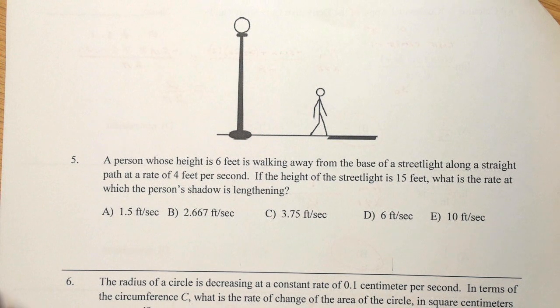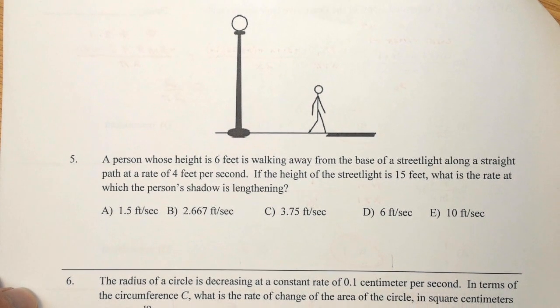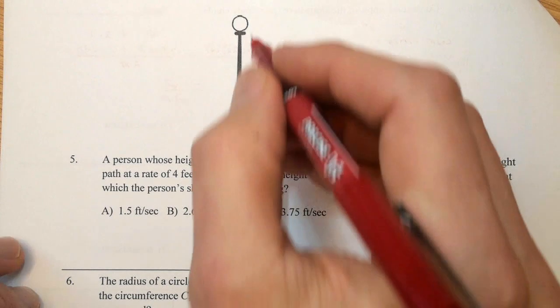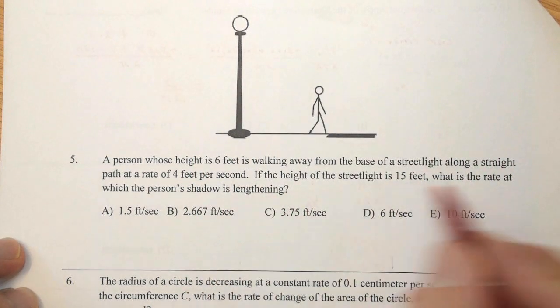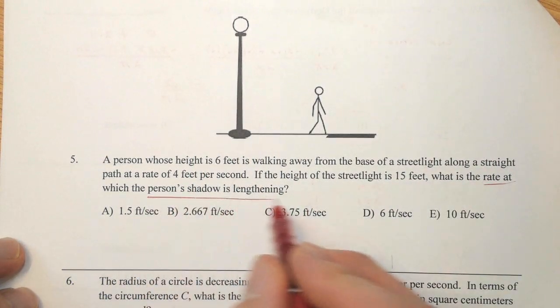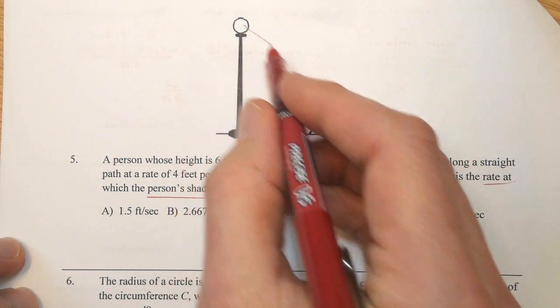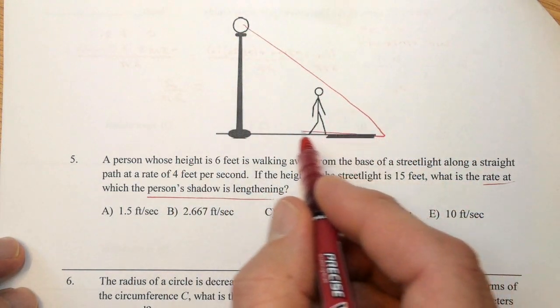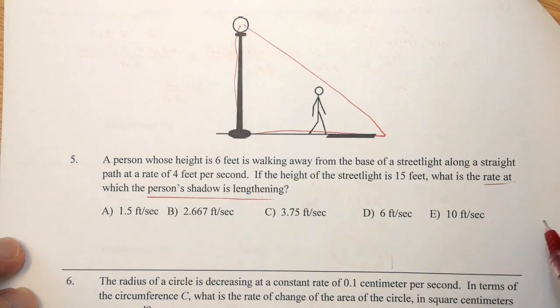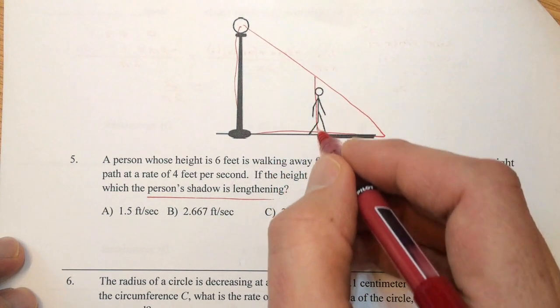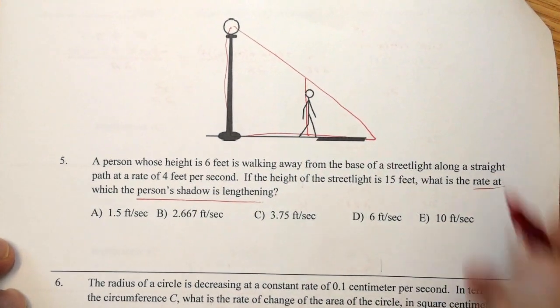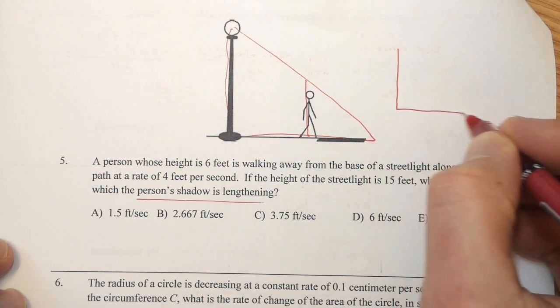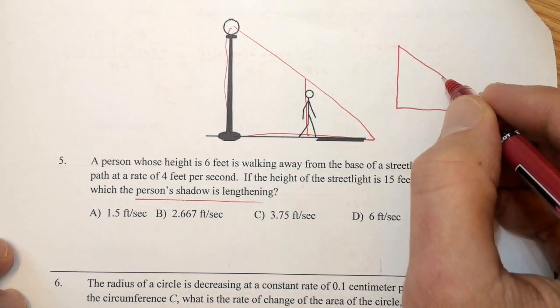For problem number 5, we have a street light and a person, and we're interested in the rate at which the person's shadow is lengthening. So hopefully the picture has brought you to a triangle, specifically some similar triangles. So I'm actually going to take that picture and just pull it off so we can just see the triangles.